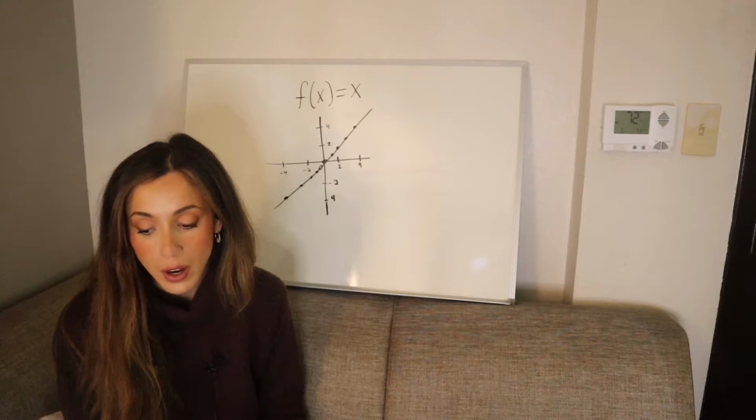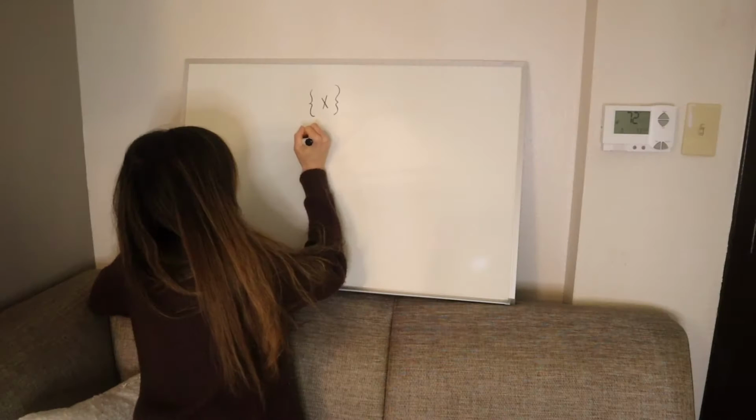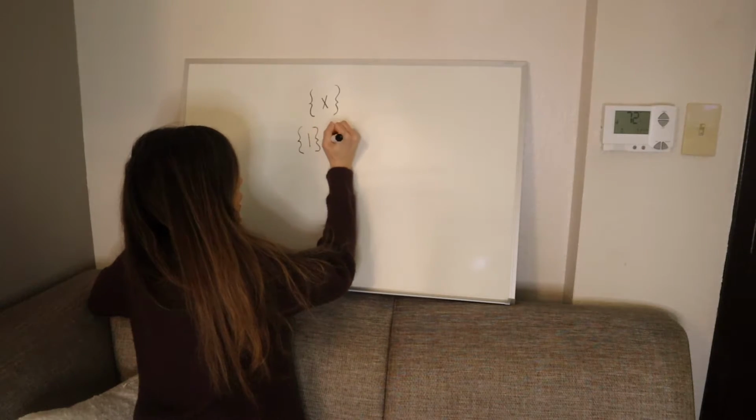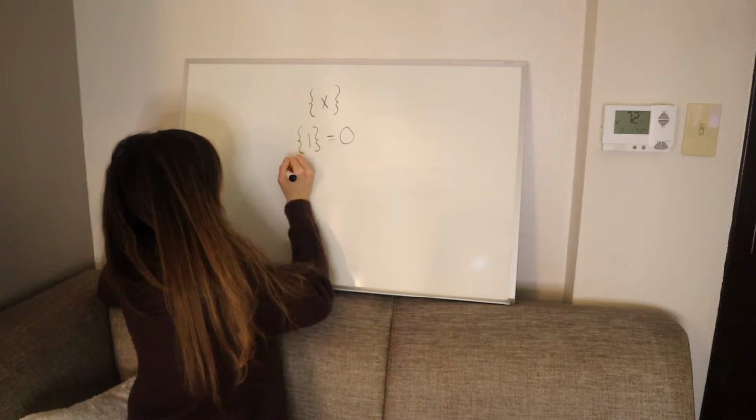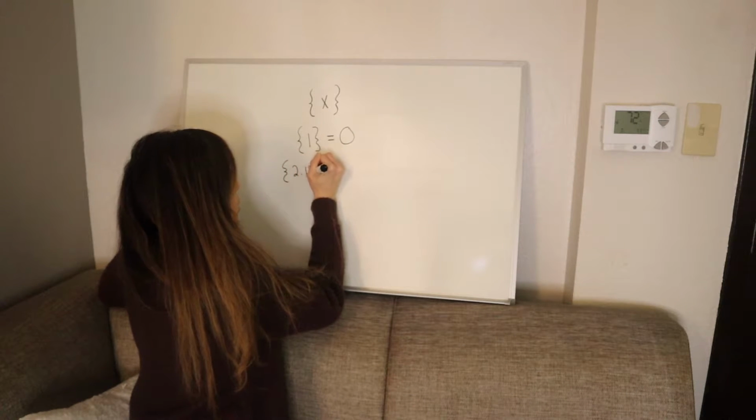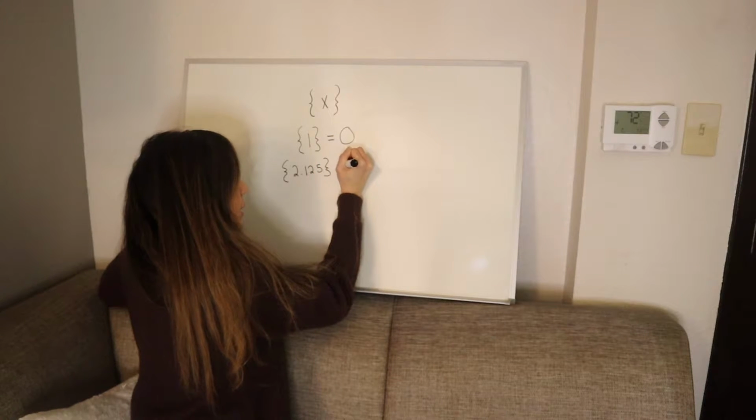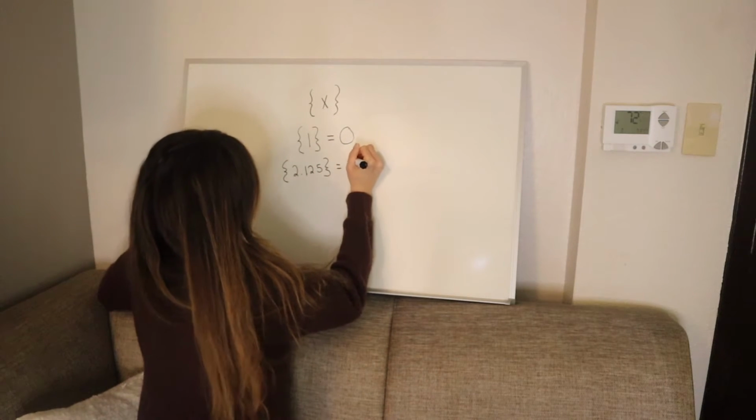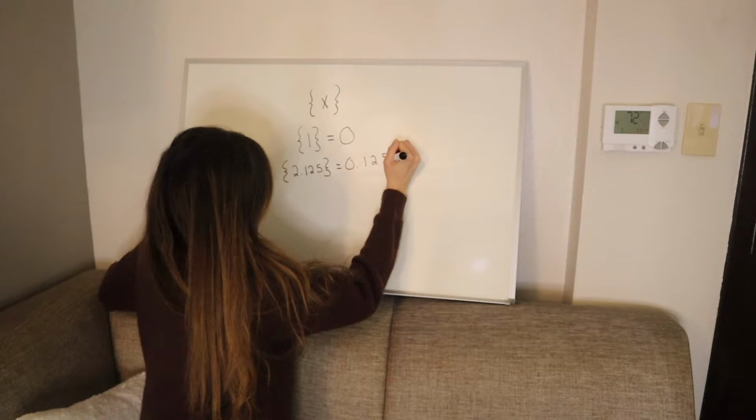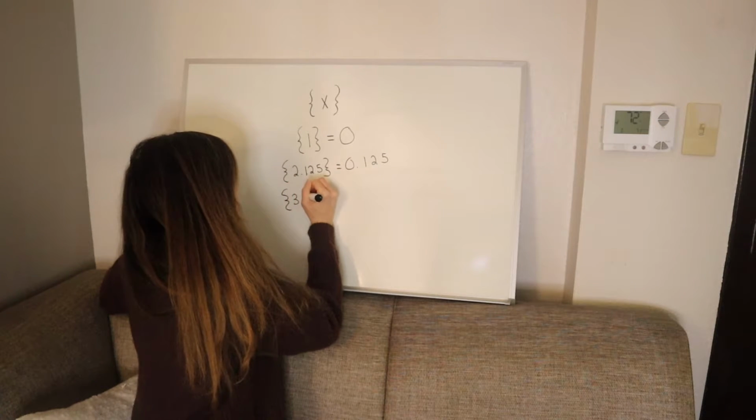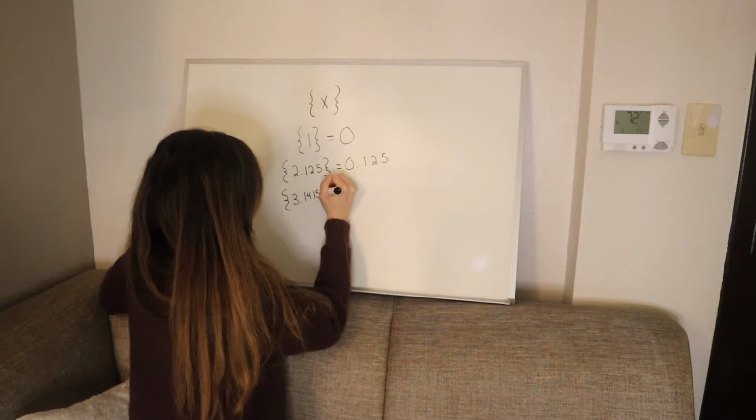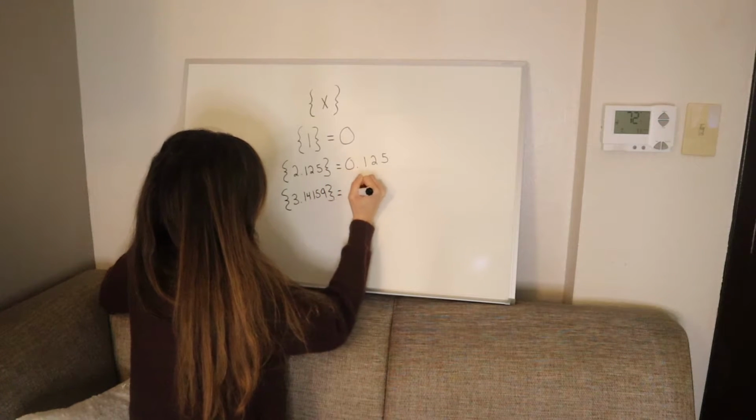Let's look at the decimal part function. The images of this function are the decimal part of whatever is inside the curly braces. The decimal part of 1 equals 0. The decimal part of 2.125 equals 0.125. The decimal part of 3.14159 equals 0.14159.